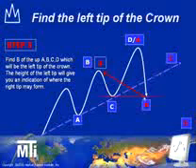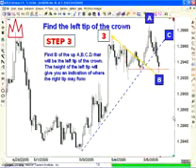Step three, we then look at the left tip. Now the left tip is the B in the recent A, B, C, D climb. Why? Because the left tip is usually where the market will retrace to and form the crown and then fall. Let's look at it on a chart.